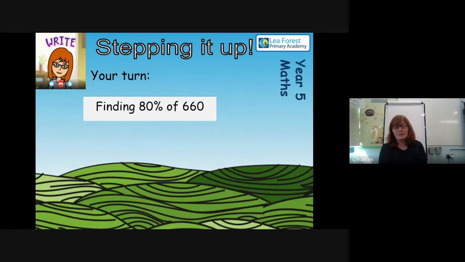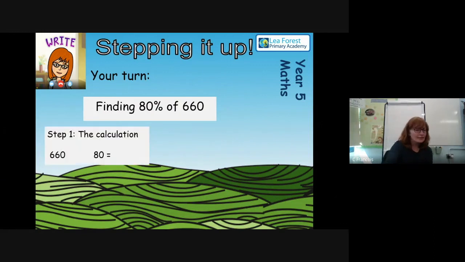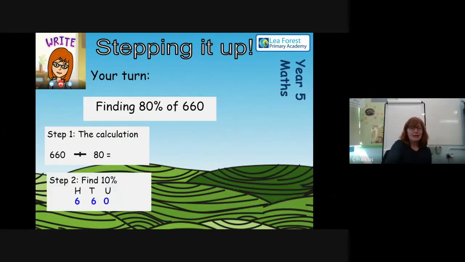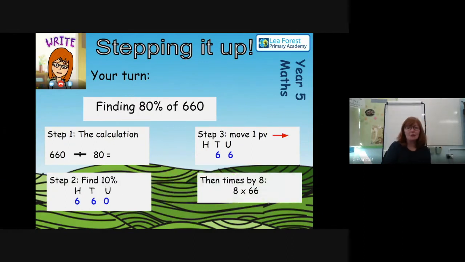Okay, so let's go over the answers together. That's it, Isla, well done. So my calculation was 660 divided by 80. And I've used my place value method, finding 10%. Well done, Safi. And so my calculation should have been 8 times 66. So 10% of 660 is 66, and 8 times 66.